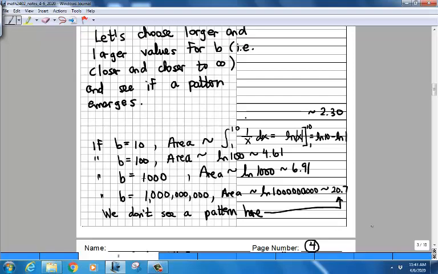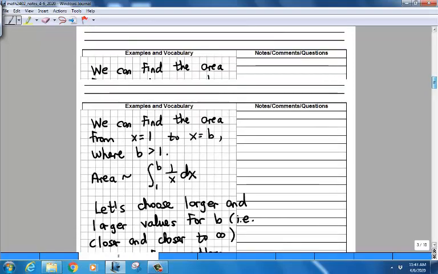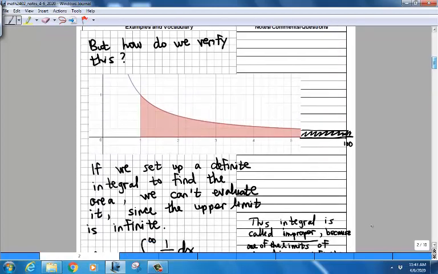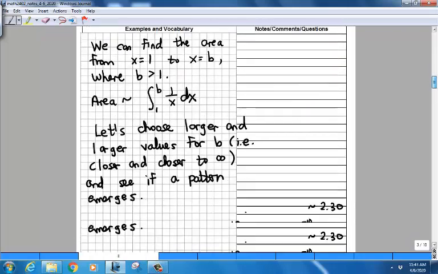So I think that gives me an idea that maybe I was correct. Maybe we were correct. Maybe the area beneath this curve, from 1 to infinity, really is infinite. And that would be comforting. That would tell us that our intuition is correct. This is an unbounded region, so it should have an infinite area. That makes sense.